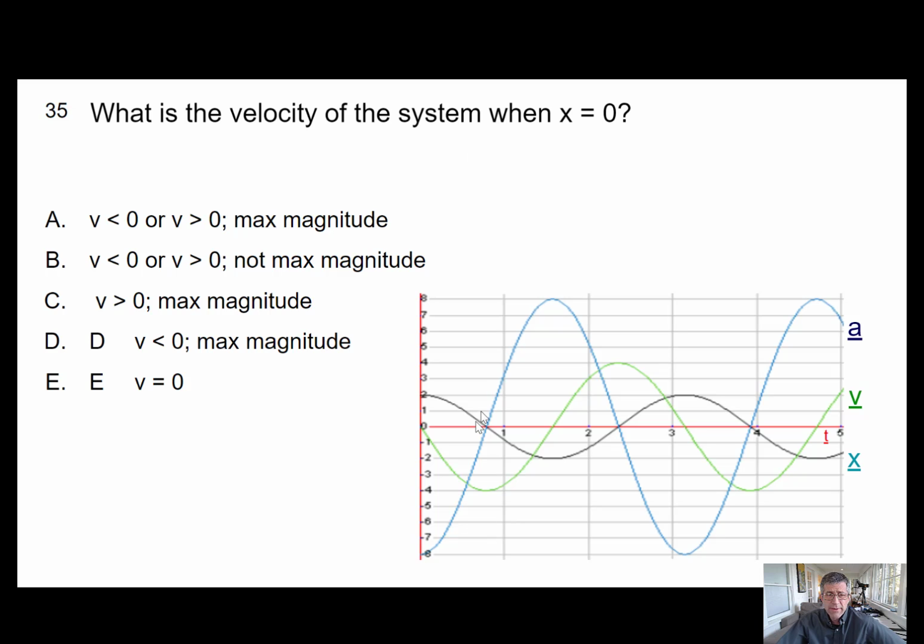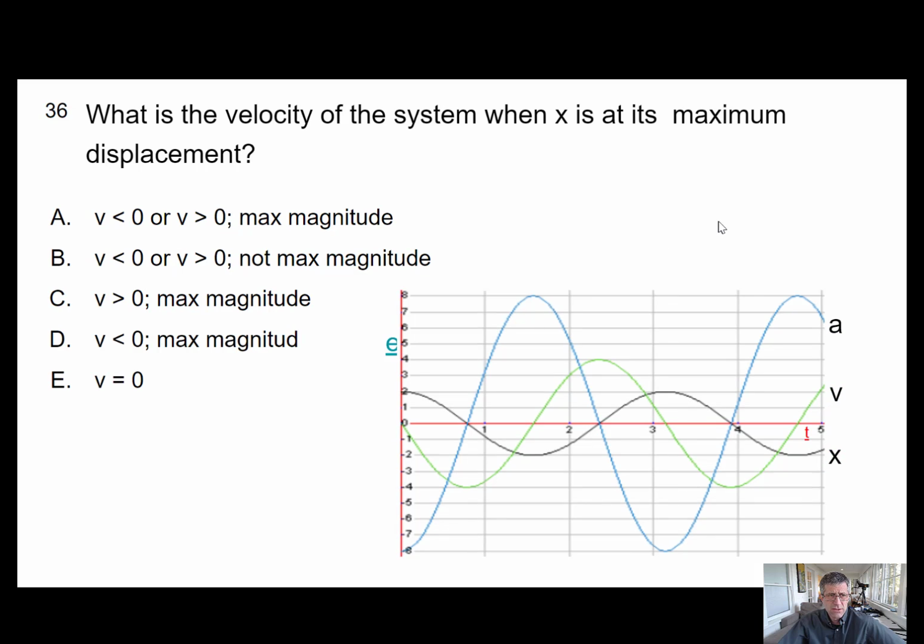All right, so what's the velocity when I'm passing through equilibrium? When I pass through equilibrium, that's the point I'm going to be going the fastest, right? So when I pass through equilibrium, I'm going to be either at -4 on this graph, but it's a maximum velocity. And the next time I pass through equilibrium, I'm at positive velocity, but a maximum. So velocity is going to be either positive or negative, but it's going to be a maximum magnitude. So A is the best answer for this choice.